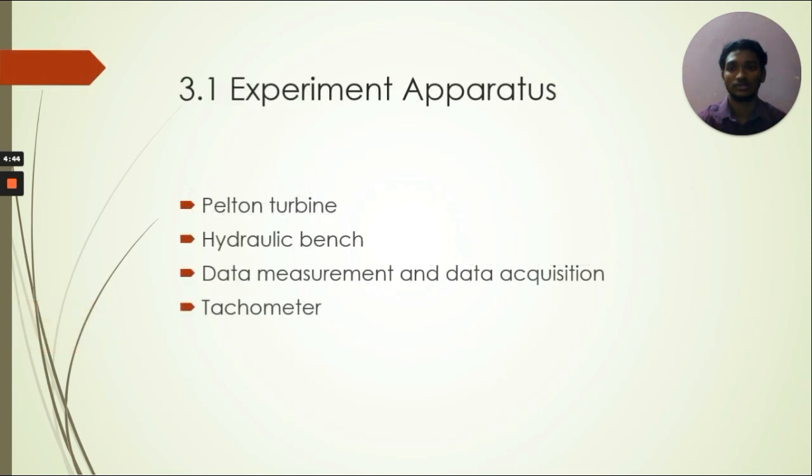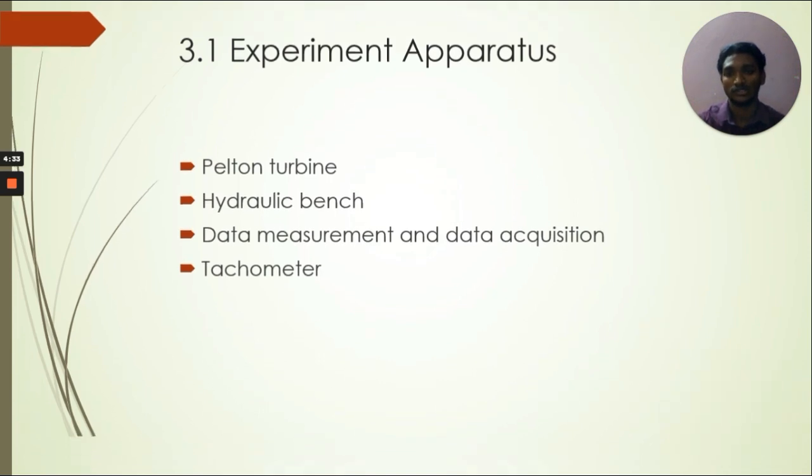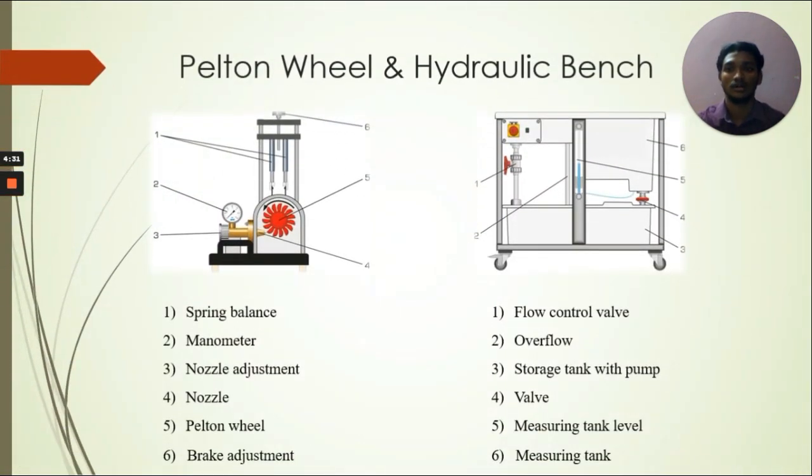On the next slide, the first thing I would like to touch on is the experiment apparatus, which consists of four items: the Pelton turbine, hydraulic bench, data measurement and data acquisition, and tachometer. This is the schematic diagram of the Pelton wheel and hydraulic bench, which can be seen in our fluid lab. The first image is of the Pelton wheel, and the second image is the hydraulic bench. These are the components of the Pelton wheel and hydraulic bench.